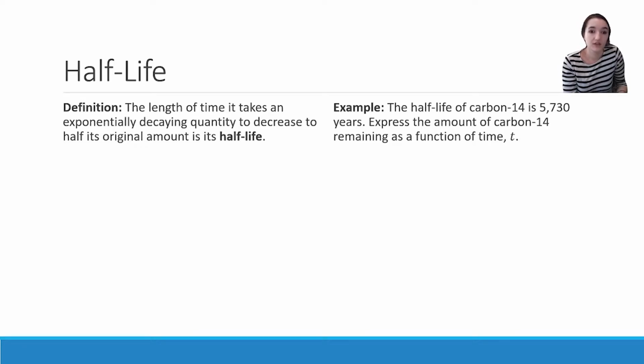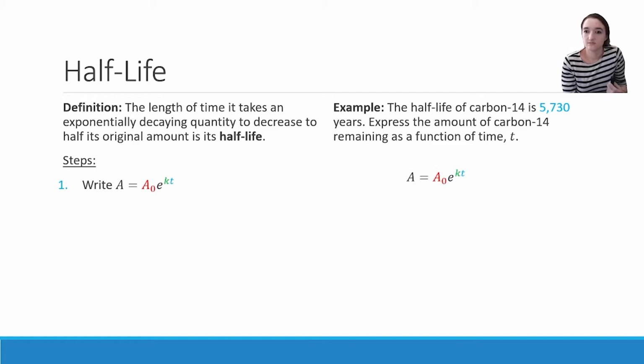First, the half-life is the length of time it takes an exponentially decaying quantity to decrease to half its original amount. So this is something that is found a lot in carbon dating fossils or artifacts, etc. So the half-life of carbon-14 is 5,730 years. If we wanted to express the amount of carbon-14 remaining as a function of time t, how would we do it? So this is what scientists use to figure out how old fossils are.